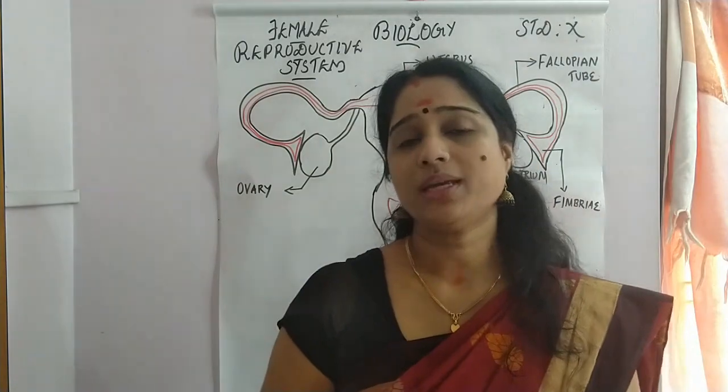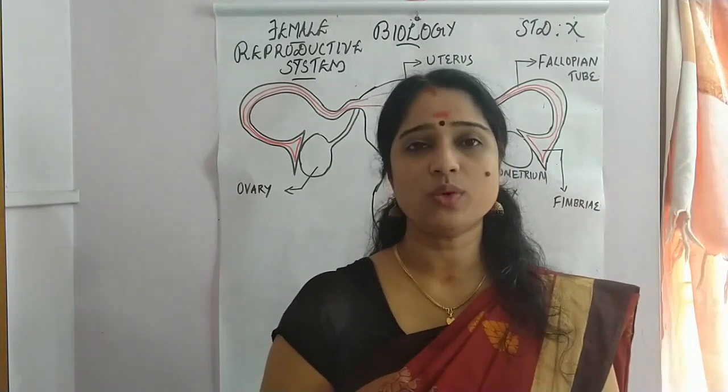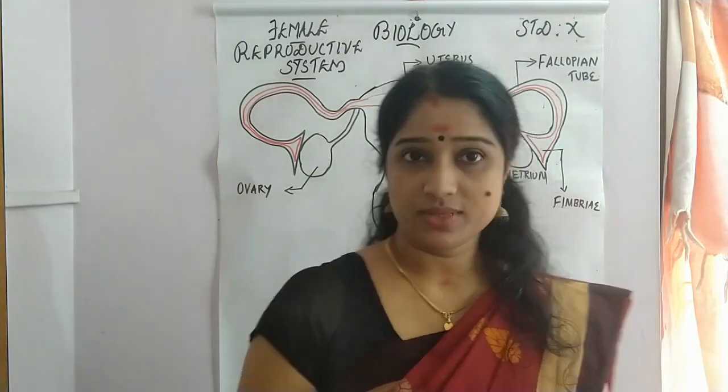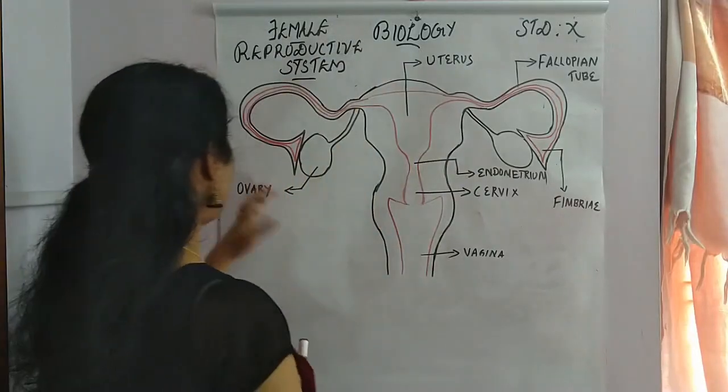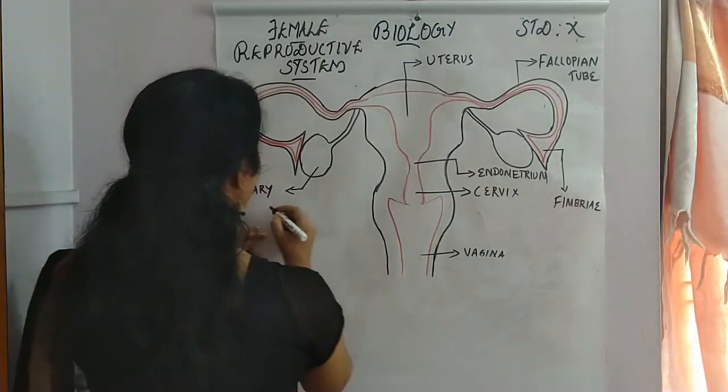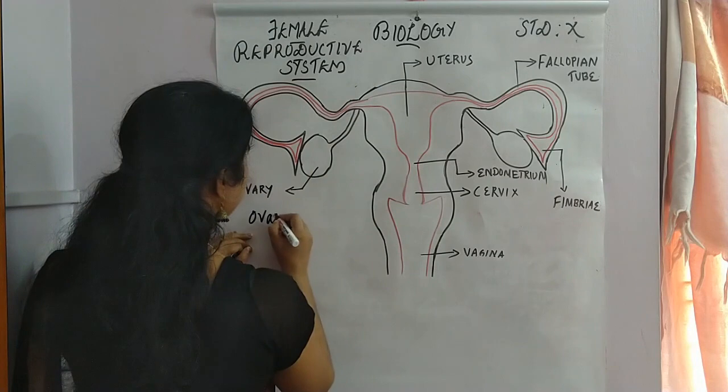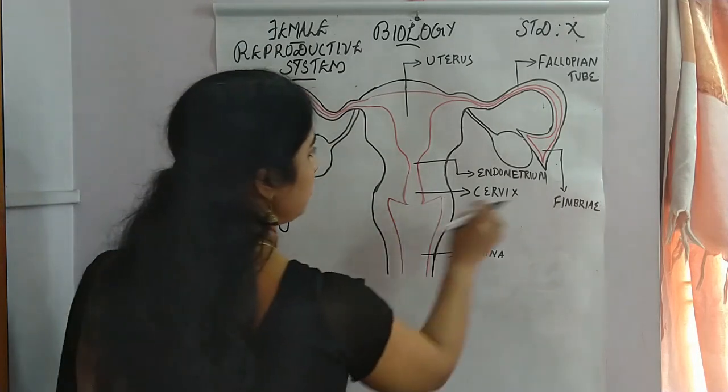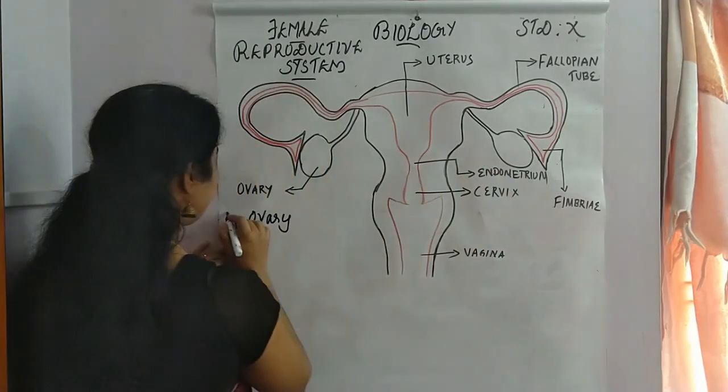So now we can move on to the important structures associated with the female reproductive system. First we can say about the ovary. First one, it is the ovary. How many ovaries are there? 1, 2, isn't it? A pair of ovaries are there.